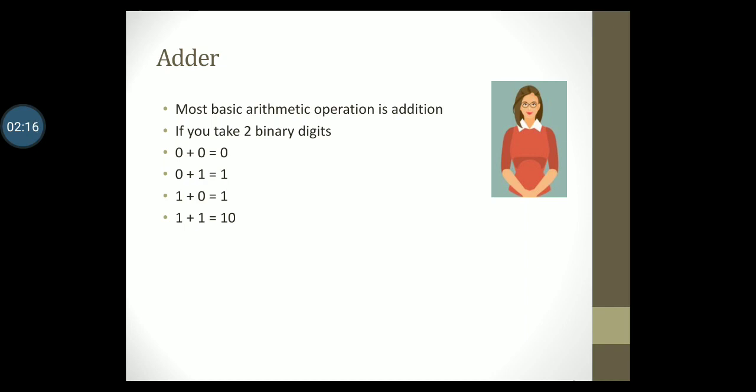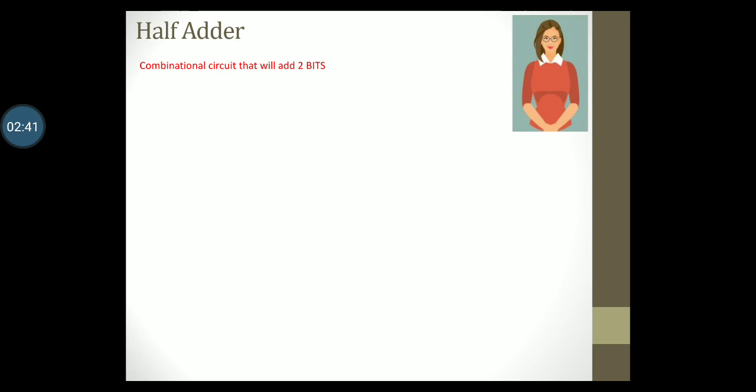The first three operations produce a sum whose length is one digit. But the fourth operation produces a sum that is made up of two digits or two bits, 1 and 0. The 1 is the carry bit and 0 is called the sum bit. So now let us go ahead and try to implement such a circuit. A combinational circuit that will add two bits is called a half adder. Let us learn how to design it.